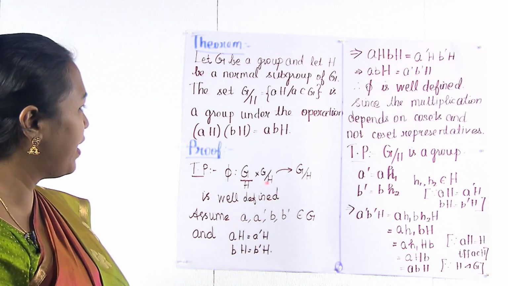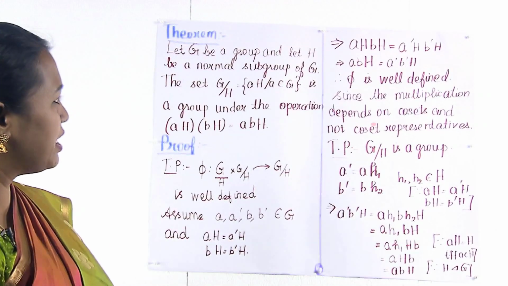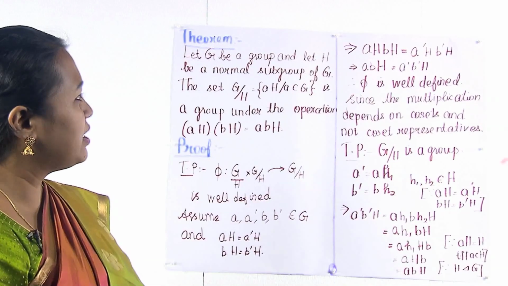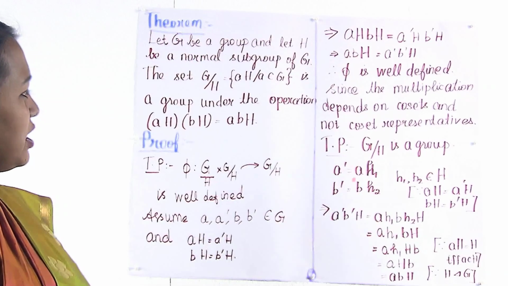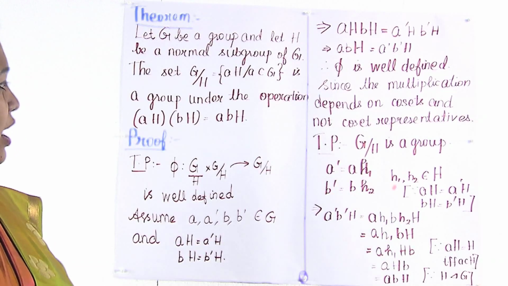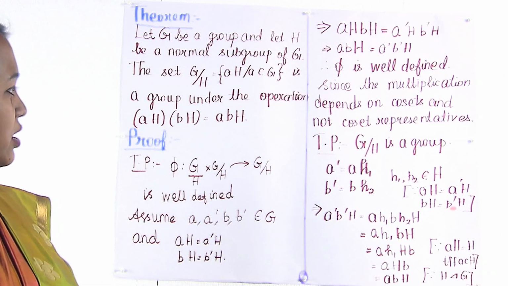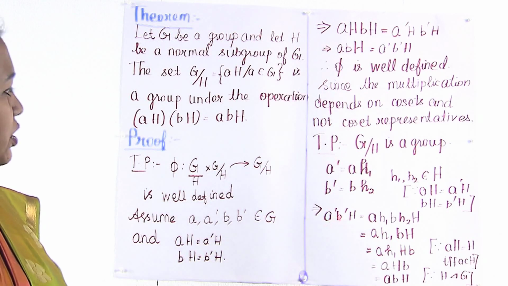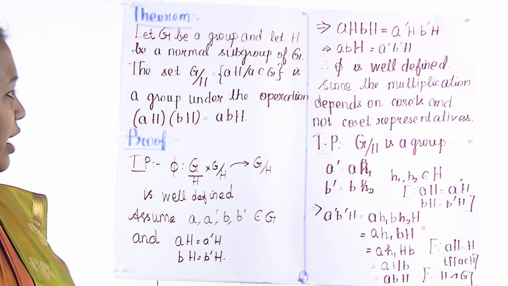So, clearly it is a well defined operation, and therefore, we now have to show that the multiplication depends on the cosets and not the coset representatives. We shall show that G bar H is a group. Now, consider the elements A dash is equal to AH1, B dash is equal to BH2, where H1 and H2 belong to H. We know that AH is equal to A dash H and BH is equal to B dash H. Therefore, when you do the product of these two elements, A dash B dash H is equal to, on the right hand side, we have AH1 BH2 times H.